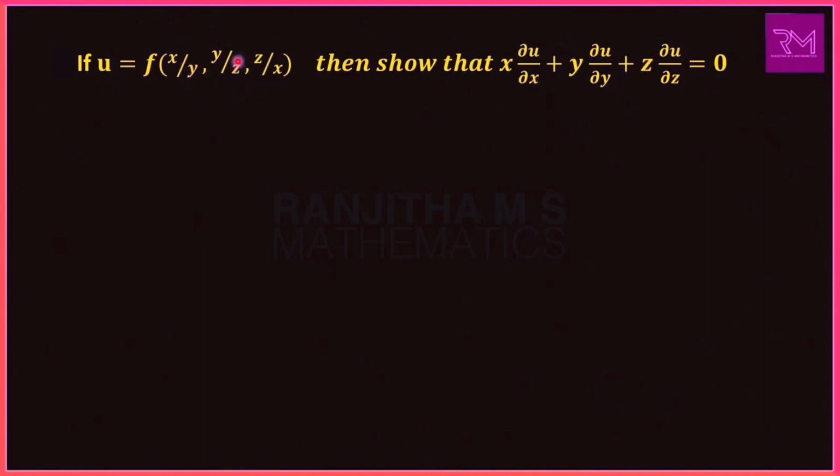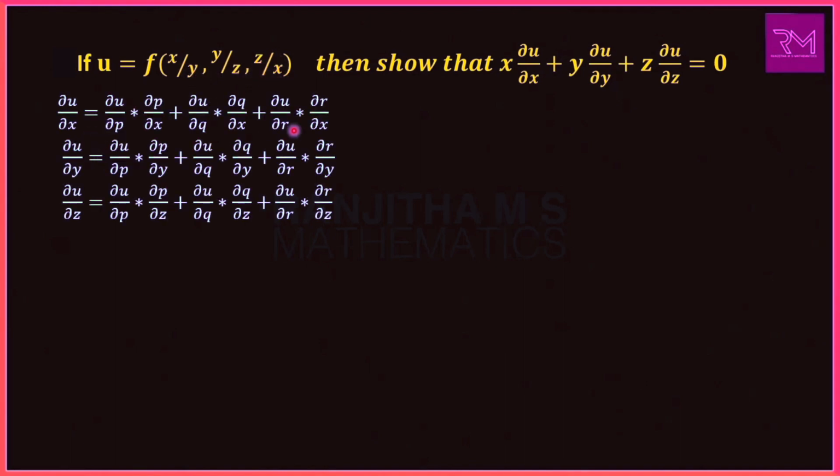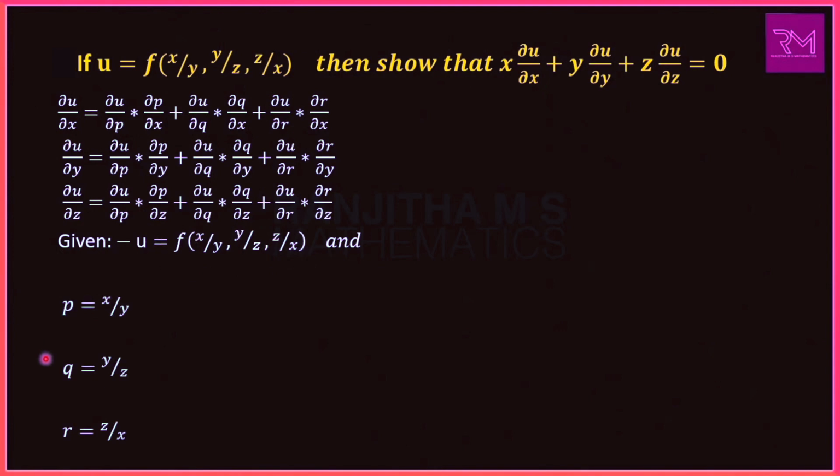p as x by y, q as y by z and r as z by x, and substitute in the total derivative of composite function formula. Take the given problem, that is u is equal to f of x by y comma y by z comma z by x, and from this function we can note that p value is x by y, q is y by z and r value is z by x.